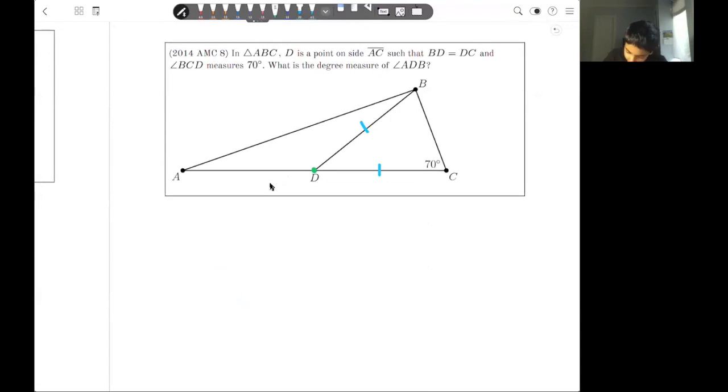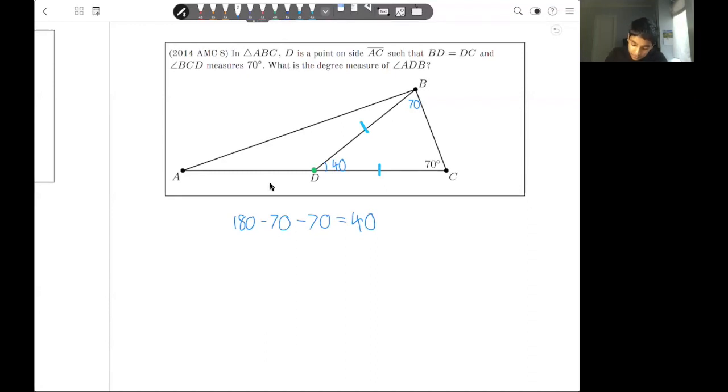So if BCD is 70, if this angle is 70, this angle has to also be 70, right? If you remember from the property, that's the same property. If the side lengths are equal, the angles have to be equal. This is 70 there. And that means that this angle BDC is just going to be equal to 180 minus 70 minus 70, which is 40. So this is 40 degrees here.